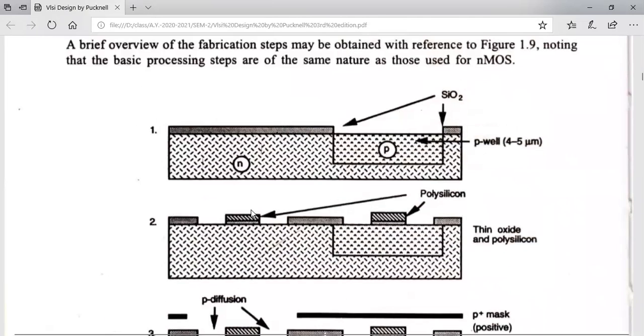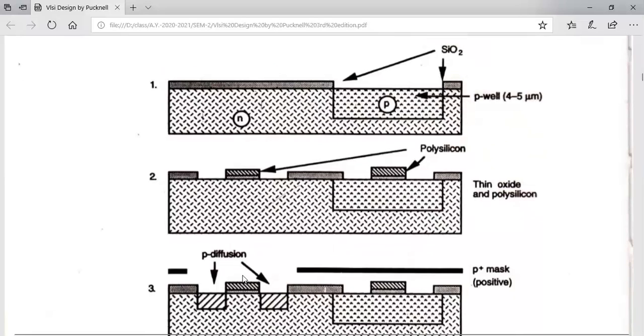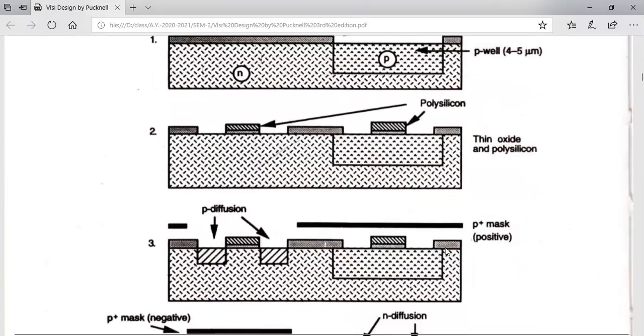So next you can see here we will be creating some windows in this SiO2, that's photoresist material. After that we'll be forming the gate materials, and then we go with the formation of p-type diffusion for the PMOS transistor.